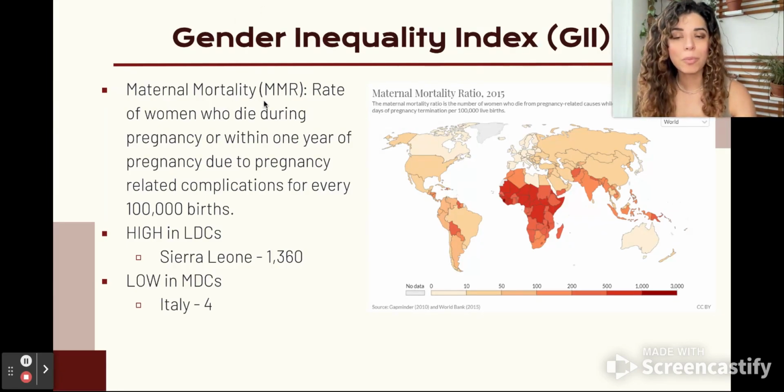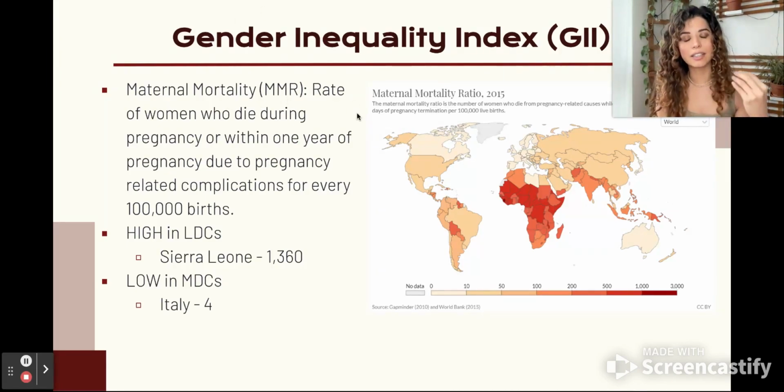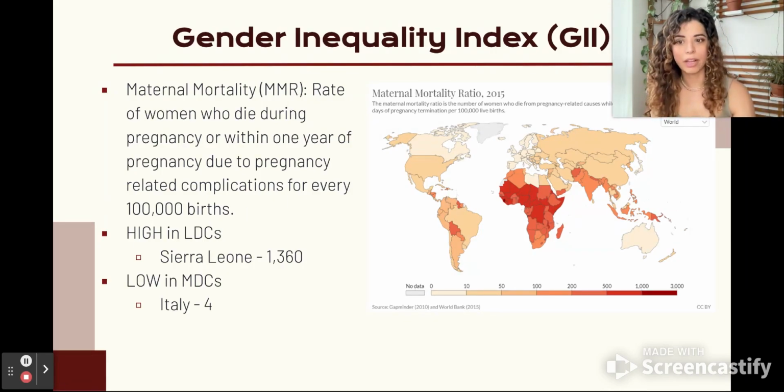So maternal mortality rate. This is the rate of women who died during pregnancy or within 1 year of pregnancy due to complications. This is calculated for every 100,000 births. So this is high in less developed countries, right? Women might not have the same kind of healthcare as more developed countries do.